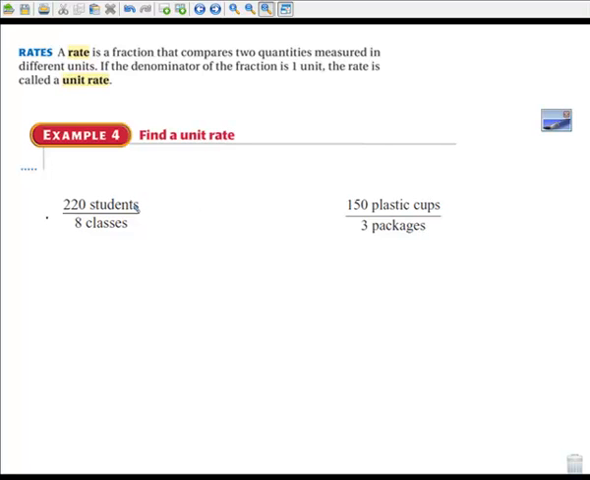So what I want to do is change this, instead of 220 students in 8 classes, I want to know how many students in one class. So what I need to do is divide by 8 over 8. The reason I'm not just dividing the fraction by 8 is because then it would only divide the numerator, and technically I need to turn this into a unit rate, so I need my denominator to be 1. And again, when I divide any number by itself with the exception of 0, I do get a 1. So 220 divided by 8 gives me 27 and a half.